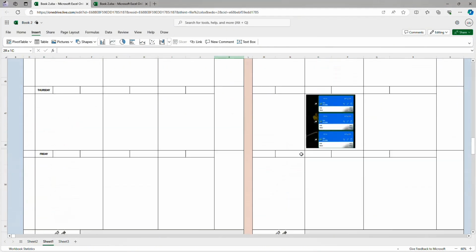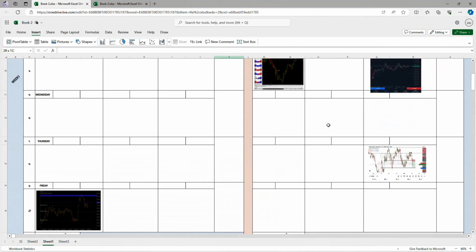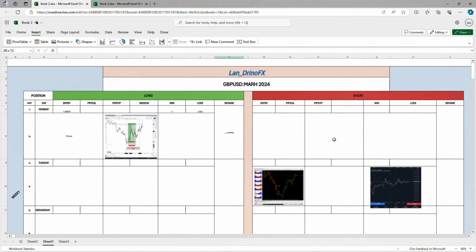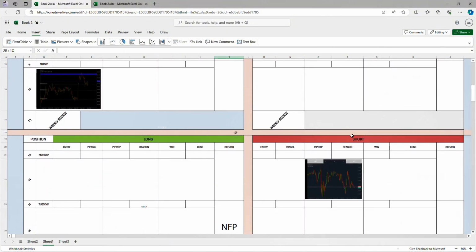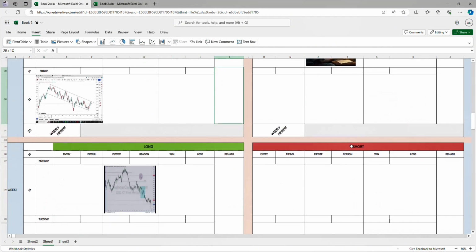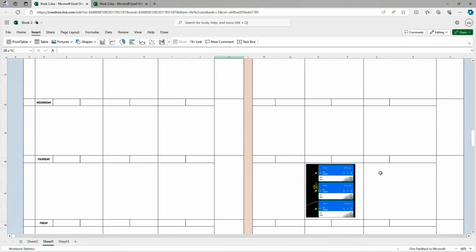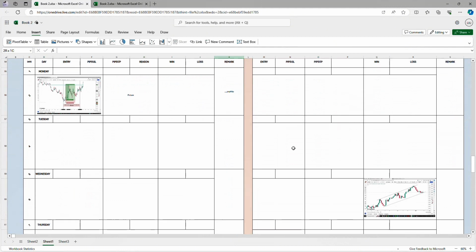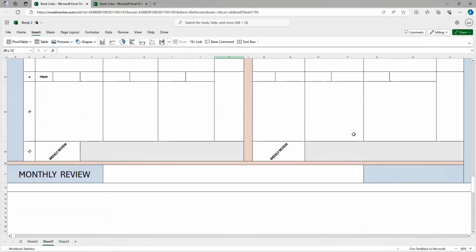Okay, you are going to go to this side also, all the sell trades for that month. The first week, how many sell trades did you take? How many of them did you win? The second week, how many sell trades did you take? How many of them did you win? The third week, how many sell trades did you take? And the fourth week, how many sell trades did you take? And how many of them did you actually win?